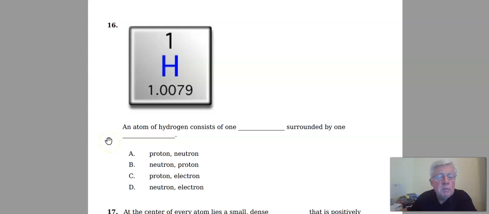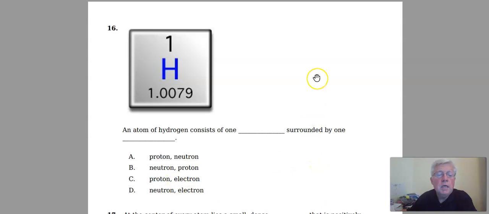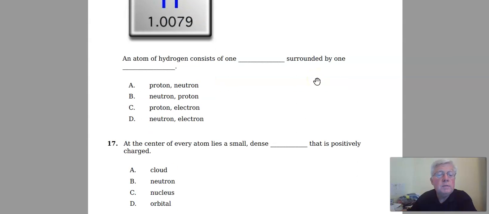0. All right. An atom of hydrogen consists of one proton surrounded by 1 electron, because remember, it's going to have the same number of electrons as it has protons. So let's check to see what our answer is. An atom of hydrogen consists of 1 proton, surrounded by one electron. So the best answer is C. One proton surrounded by one electron. All right, so the answer to 16 is C. Hang on, we're almost done.